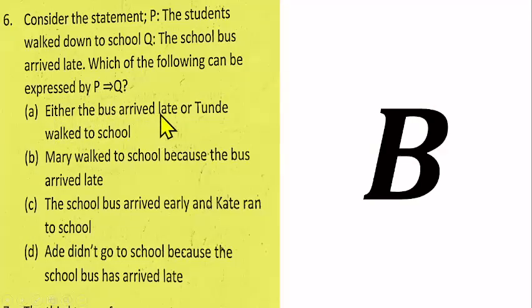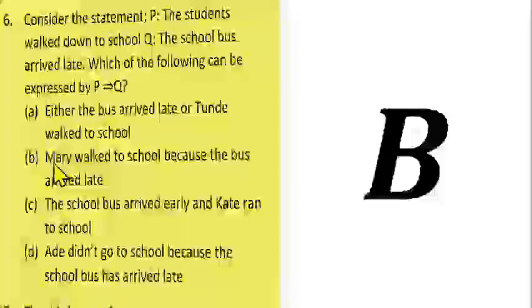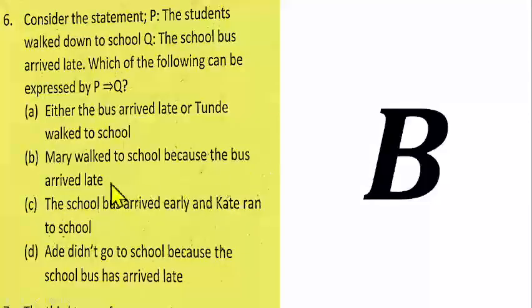Either the bus arrived late or Tunde walked to school. That is incorrect. Mary walked to school because the bus arrived late. The school bus arrived early, sorry, the school bus arrived early and Kate ran to school. Ade didn't go to school because the school bus arrived late.